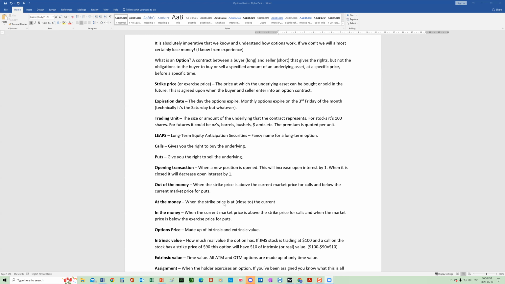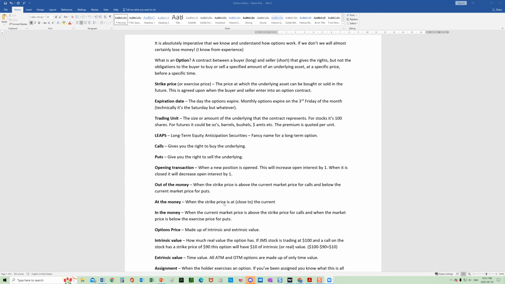Most brokerages will actually show the difference between the in the money and out of the money options based on shading of the background. I think with TOS, it might be purple or something. Barchart does it, and a whole bunch of different platforms do the same thing. The option's price is made up of intrinsic and extrinsic value. This is very important to note.